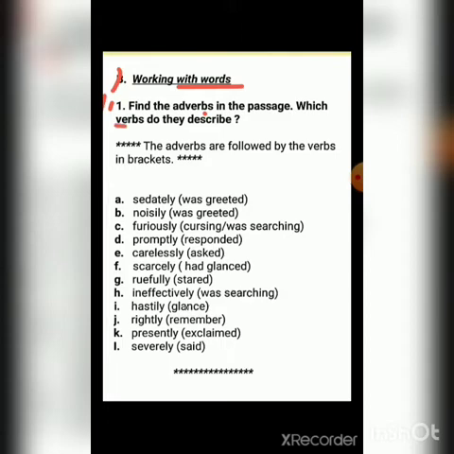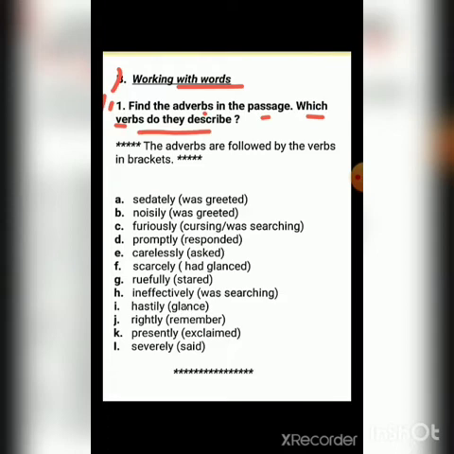And you know the definition of verbs: they are the action words. For example, they show movement, you can depict the movement, for example running, dancing. So these are the verbs that show the action words. So the first question is about the adverbs in the passage. You have to find out the adverbs in the passage. Which verbs do they describe?